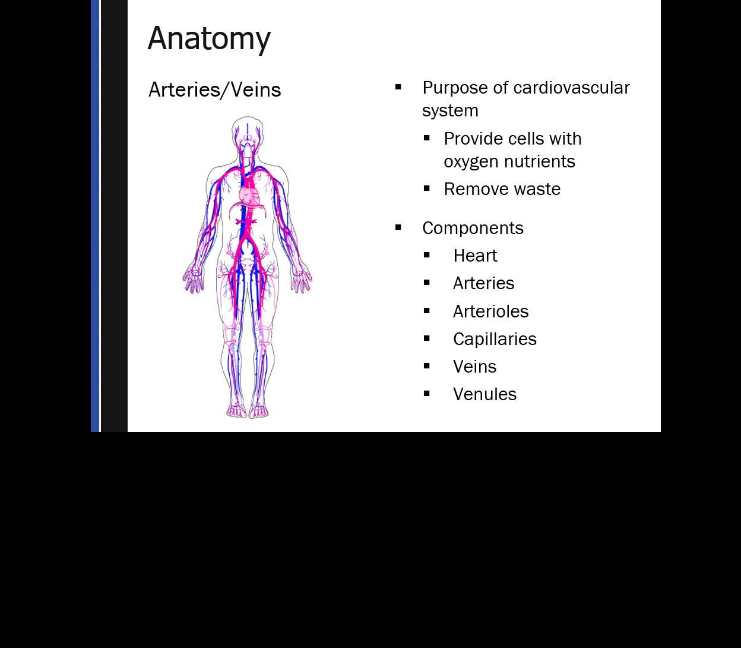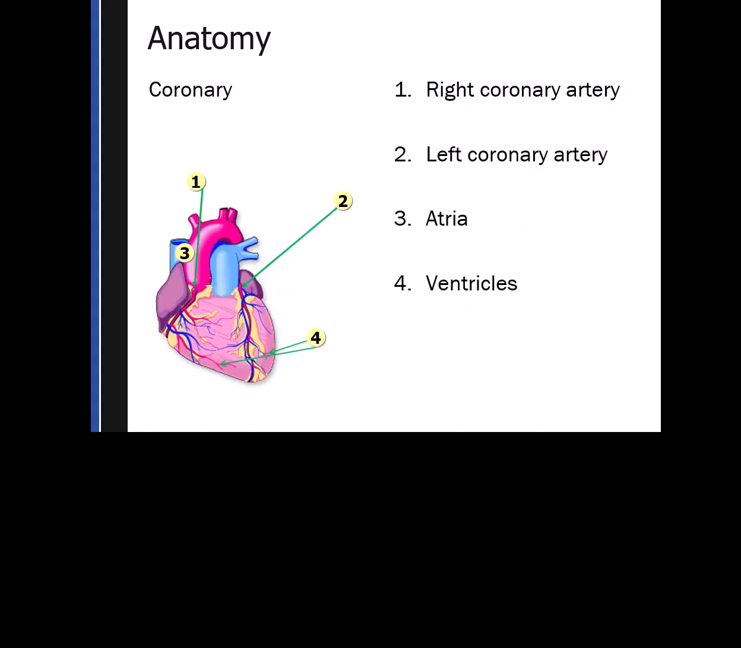Okay, it comes back into venules, and then it comes into veins, which all dump into the inferior vena cava and the superior vena cava. The inferior vena cava drains all the blood back into the heart, from the heart down to your feet. The superior vena cava drains all the blood back into the heart, from the heart up to the top of your head. That whole concept is really important to remember.